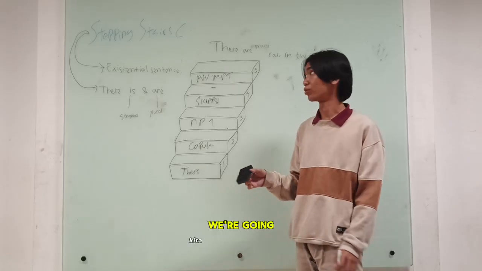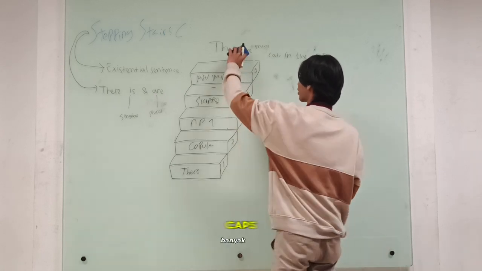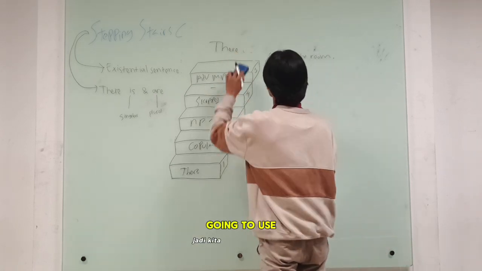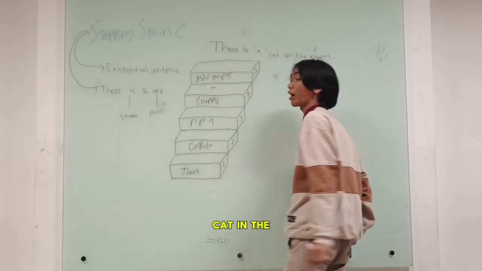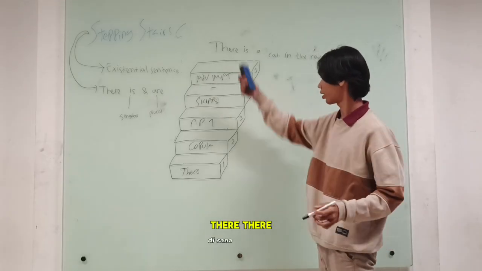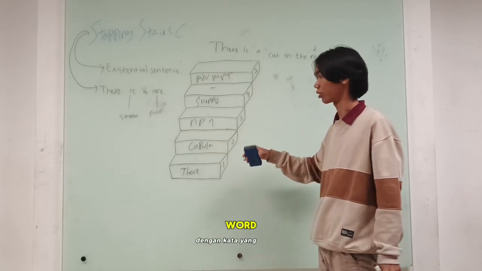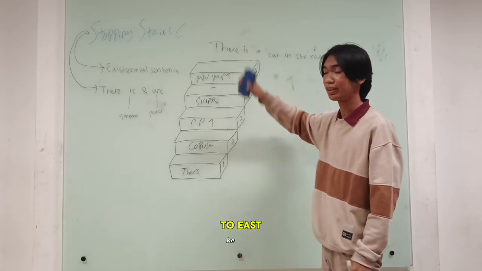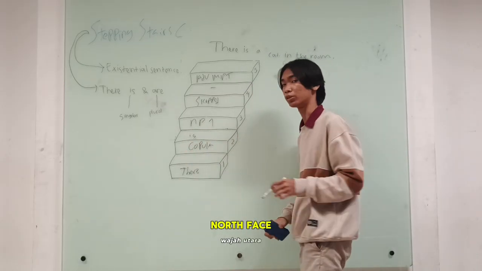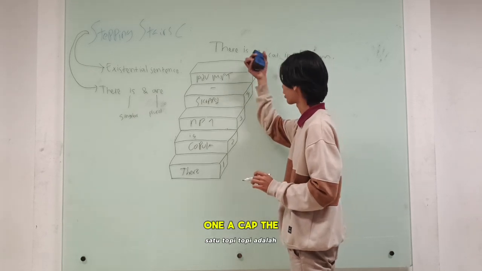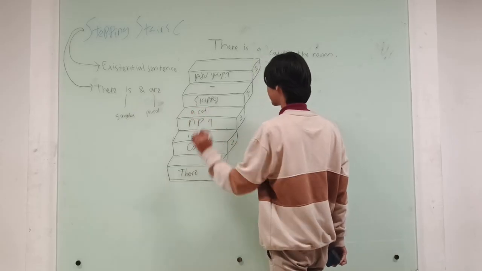And the third thing is we're going to replicate this sentence into this step. Kind of like using many cats. So we're going to use the cat in the room. There, copula. Copula is like a conjunction. "There" is just a "to be" but in a different word. So the copula we're going to use is "is." So we'll write "is." And P1 is the noun phrase 1, a cat. The cat is the noun phrase. So we're going to write "a cat."